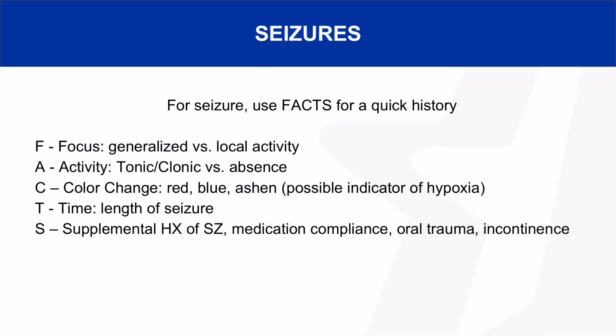For your seizure assessment, use FACTS to obtain a quick history. F, focus, generalized versus local activity. A, activity, tonic-clonic versus absence. C, color change, red, blue, ashen, which is a possible indicator of hypoxia. T, time, the length of the seizure. S, supplemental history of seizure, medication compliance, oral trauma, and incontinence.